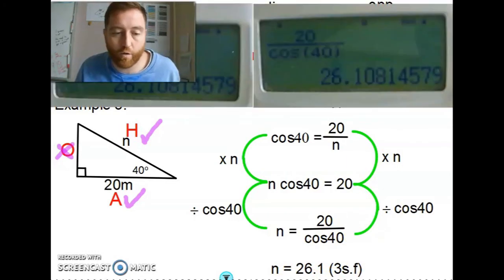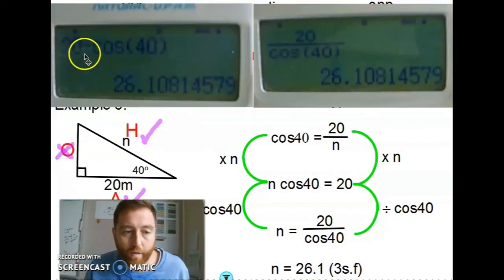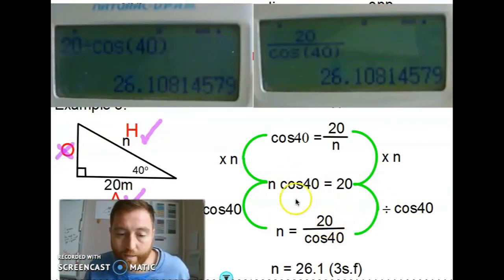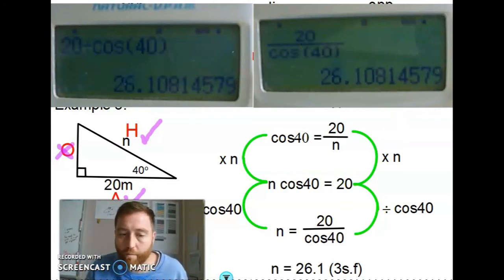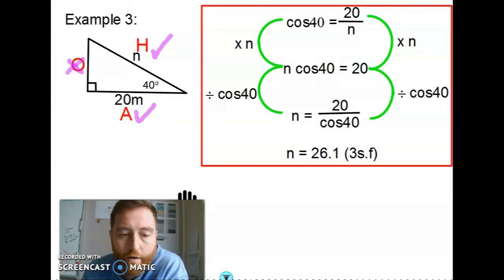Let's just see what that would look like on a calculator. You can either put in 20 divided by cos 40, or you can set it up as a fraction. Use the fraction button. Either way, same answer, no problem. Alright, so that's the sort of harder type of finding a length within trigonometry. I'm going to give you 4 questions now to have a little practice.